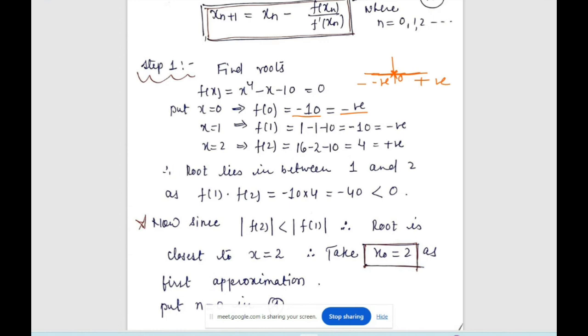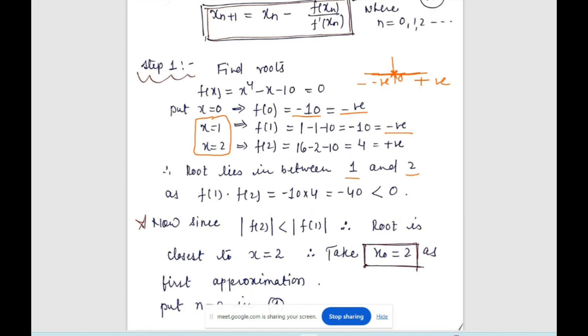So this is negative and this is also negative. So just continue the step. Again take positive 2. If you are taking positive 2, f of 2 you are getting here 4. 4 means positive value. So it means that for 1 you are getting negative and for 2 you are getting positive. The root is lying in between 1 and 2.